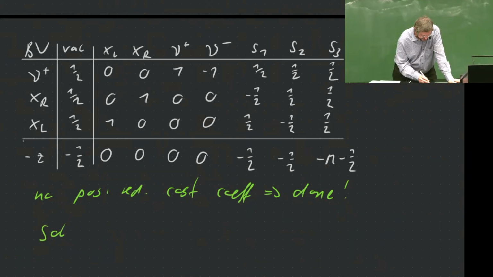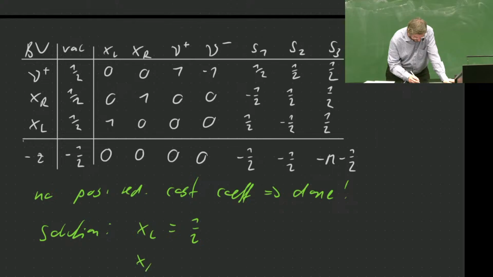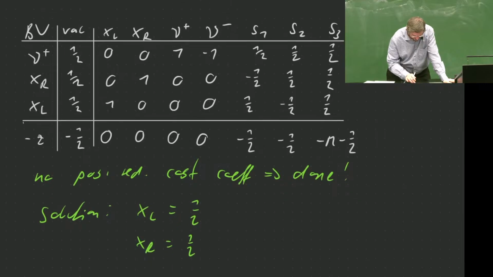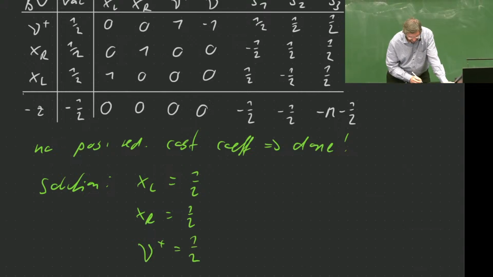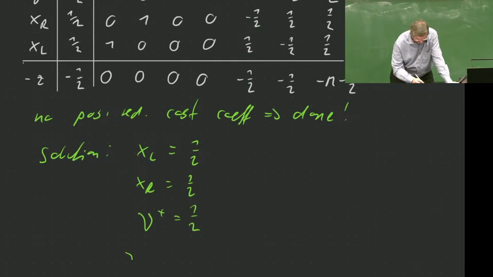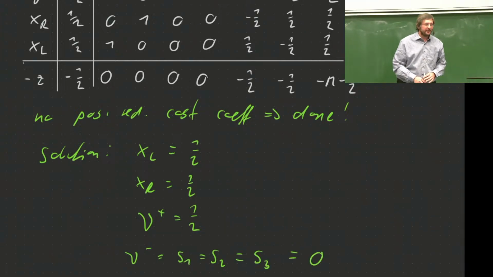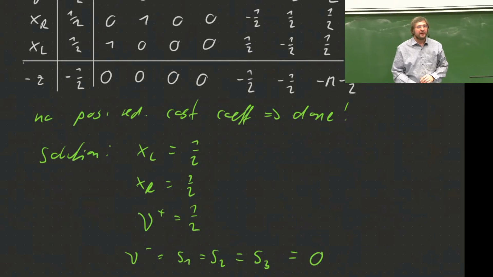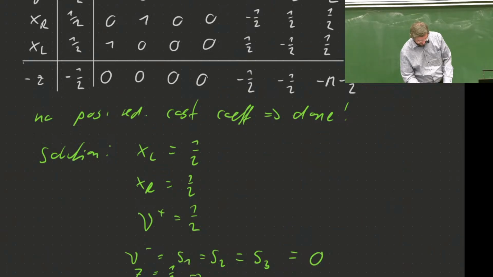And that means our solution here is XL is 1 over 2. We just read off the value here. XR is 1 over 2. And mu plus is 1 over 2. And all the remaining variables, x minus, S1, S2, and S3, those are non-basic variables, so those are all 0. And Z is 1/2, yeah, right. So that's the last thing, Z is 1/2. So that's the value of the objective, right?